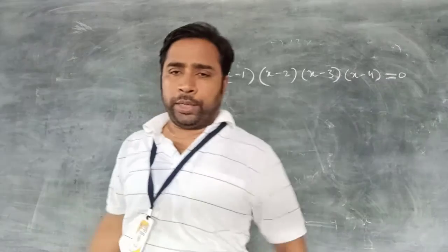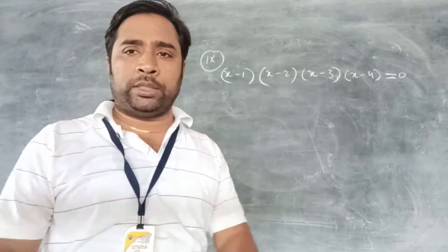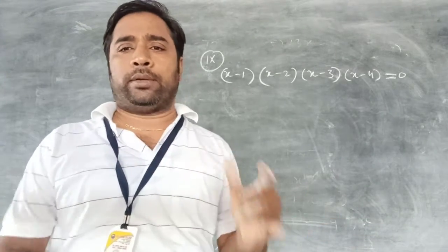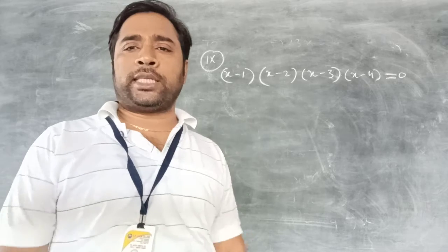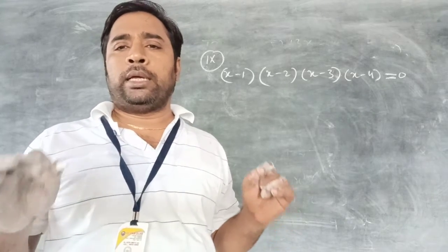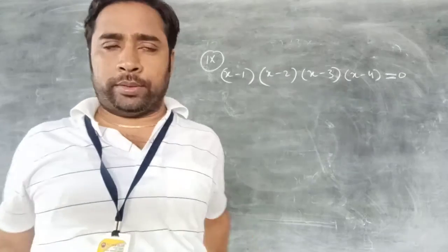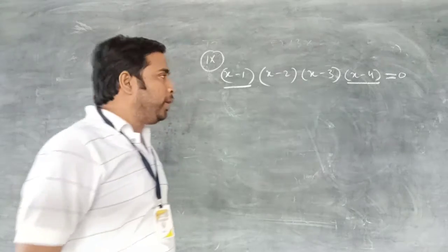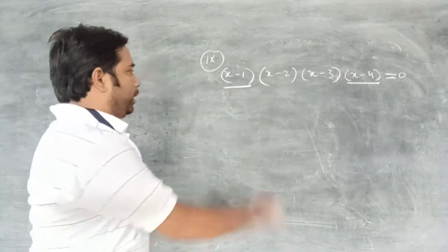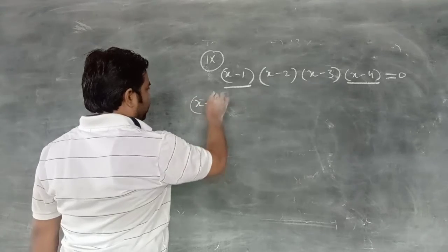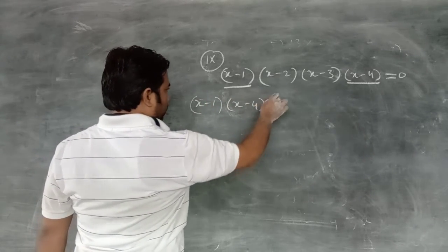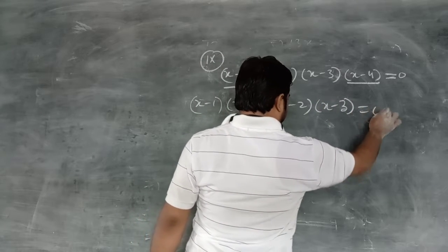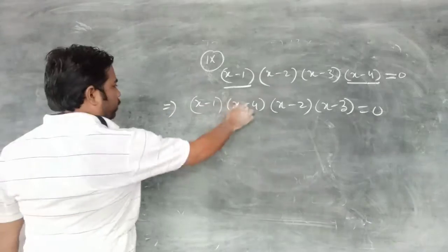So what you will do here, first of all, the main important thing is that we shall keep the smallest and the largest terms together, and the other two parts will be kept together. So here the largest part is this one and the smallest part is this one, so we keep these together, and these two parts together. So we can write x minus 1 and x minus 4, and x minus 2, x minus 3. This is the main part. This rule is also given to you.